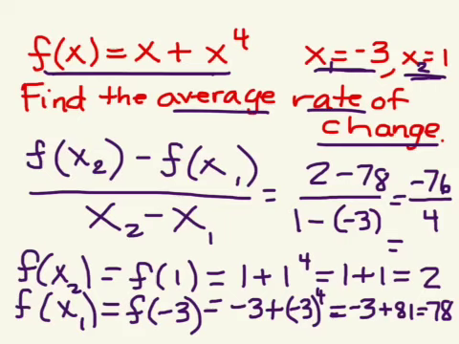So if we divide negative 76 by 4, we have a negative 19. That is our average rate of change.